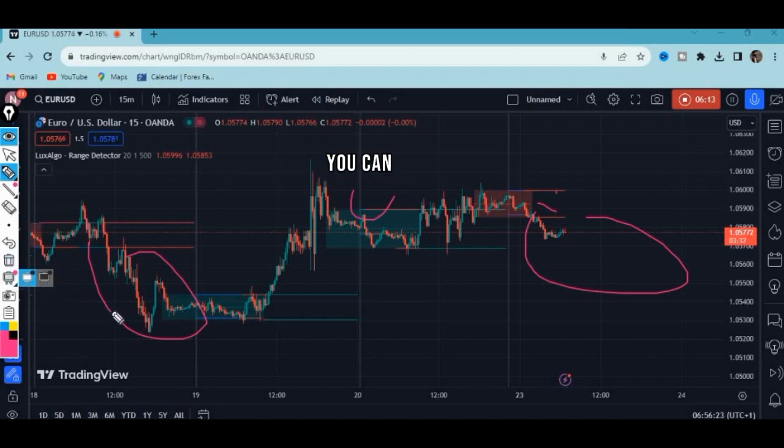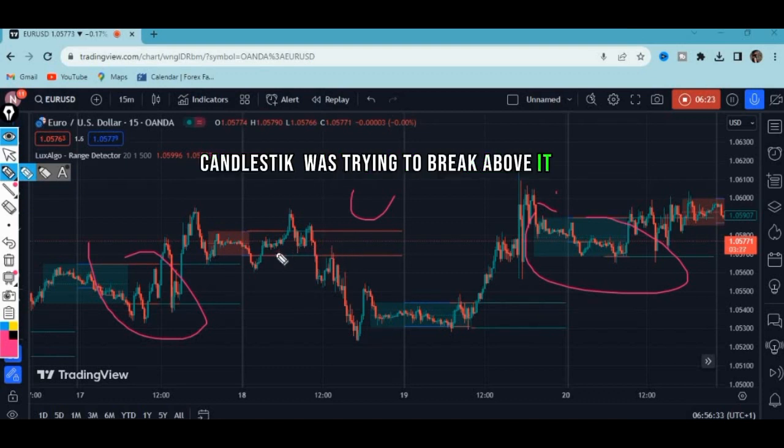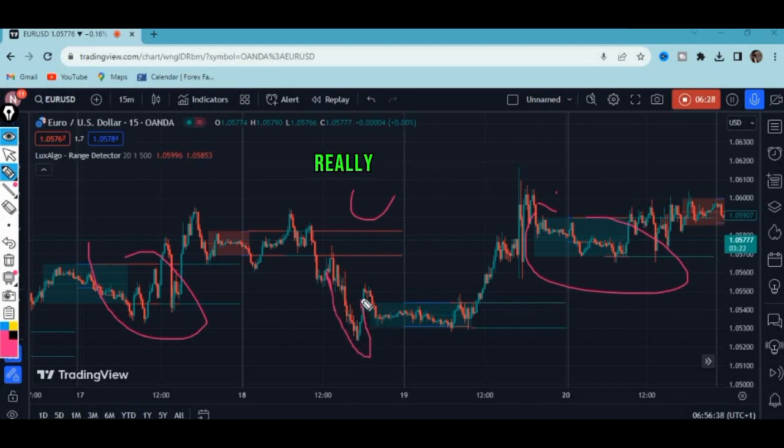And guys, you can see these zones over here, they're super effective, because you can see the candlestick was trying to break above it, then it was rejected. The second candlestick was rejected, and the market really pushes to the downside. They are very effective levels, and so you're supposed to use them as your support and resistance levels.